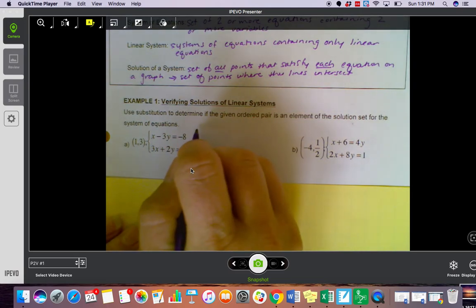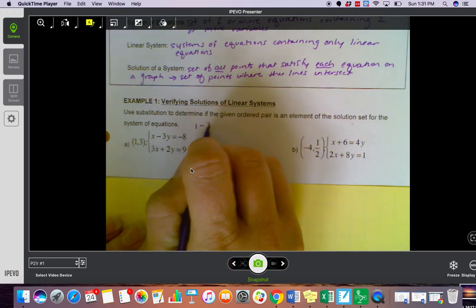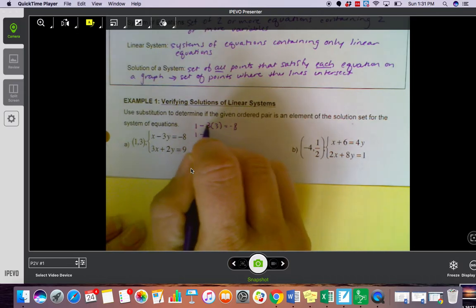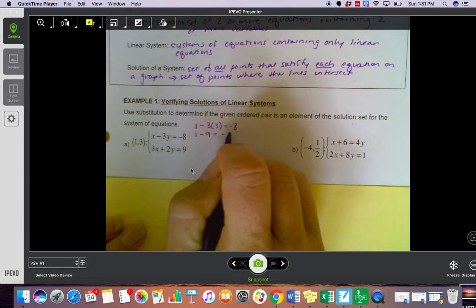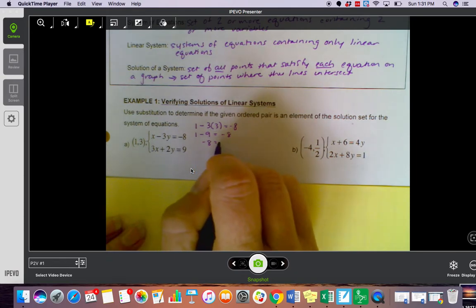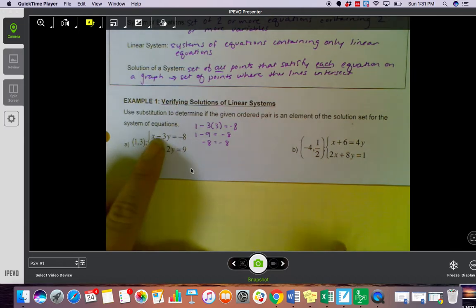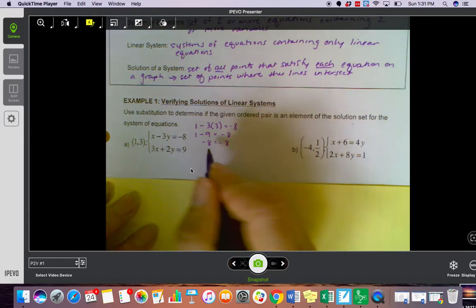So if I put 1 minus 3 times 3 equals negative 8. I have 1 minus 9 equals negative 8, which is negative 8 equals negative 8. When it is negative 8 equals negative 8, that's true. So we would say, yes, this line will go through this point. And then we have to see if they're both true.